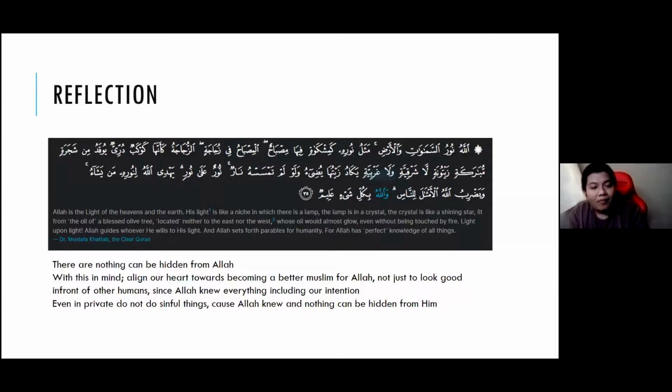So basically, this ayah is explaining about the light, the light of Allah, which we can relate to the laser itself. The crystal, which we can relate to the optical resonator, is like a shining star, and it would almost glow even without being touched by fire. I think that's all from me. Thank you.